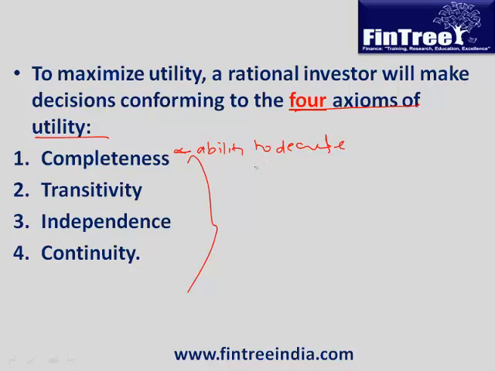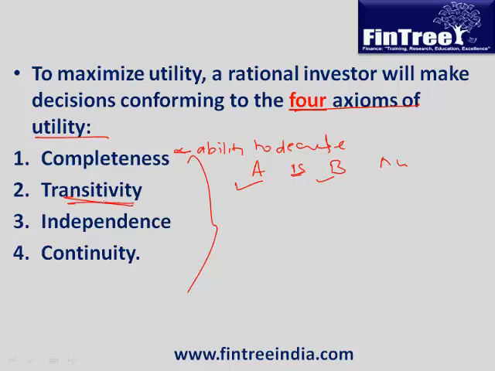For example, let's say we have 2 options, A and B. So you should have ability to choose either you want A or you want B or you want none of them or you want both of them, but you should have an ability to take decision based on this. So that's called as completeness, one of the axioms of utility. So we are kind of going to draw from utility theory now.